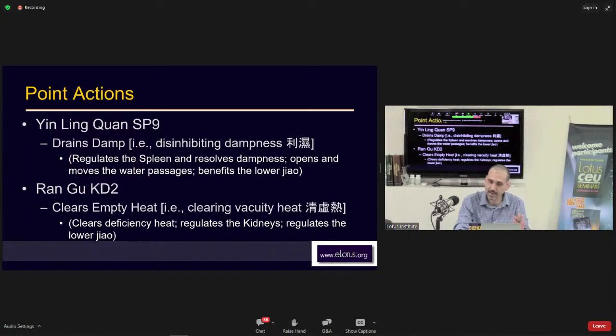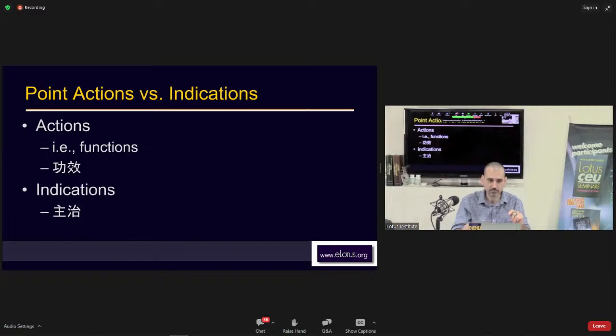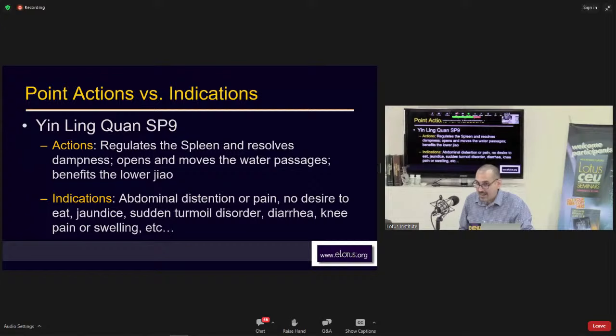So let's talk a bit about what's the difference between an action, or sometimes called a function. In Chinese, it's called gong xiao, and an indication, this is a zhu zhi. So the difference between actions and indications is basically this. An action describes a point through a TCM theoretical perspective, right? So what is it doing to an organ, to a channel system, to something of that sort? So for example, spleen 9, the actions are regulates the spleen, resolves dampness, et cetera. You can read the rest there.